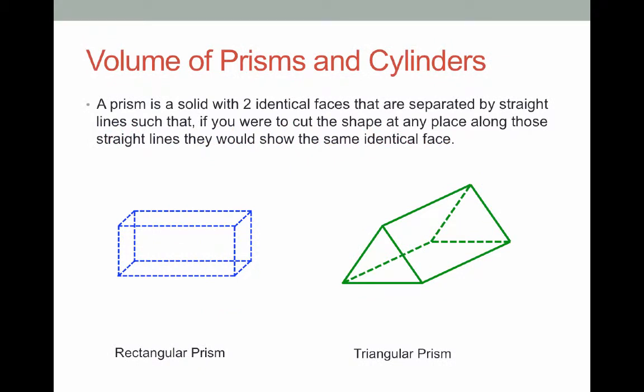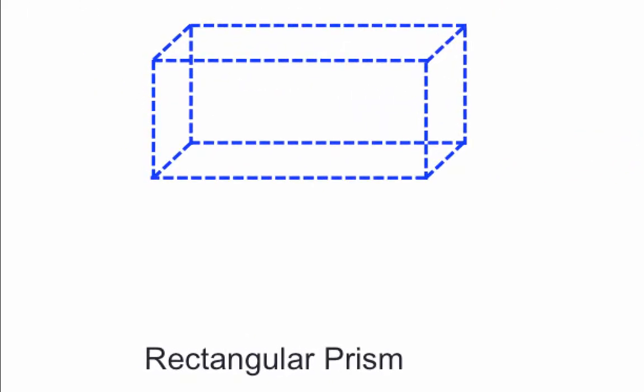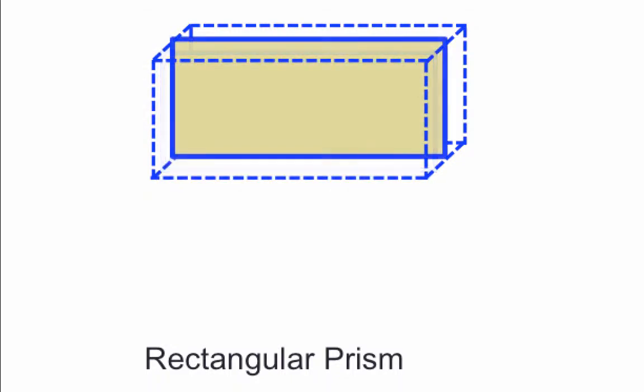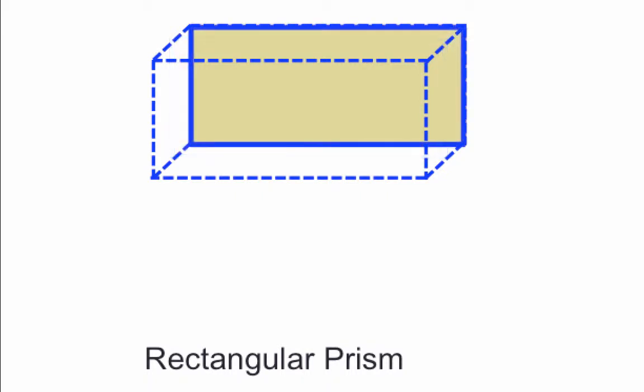A prism is a solid with two identical faces that are separated by straight lines, such that if you were to cut the shape at any place along those straight lines, they would show the same identical face. Let's take a look at the rectangular prism. It has a front face that is a rectangle. And if I was to slice this rectangular prism along any part of those lines, I would get the same rectangle all the way through. This is called the cross section.